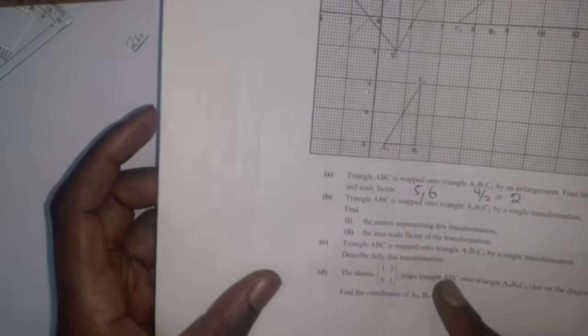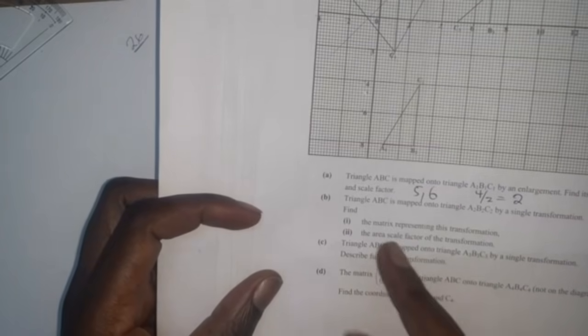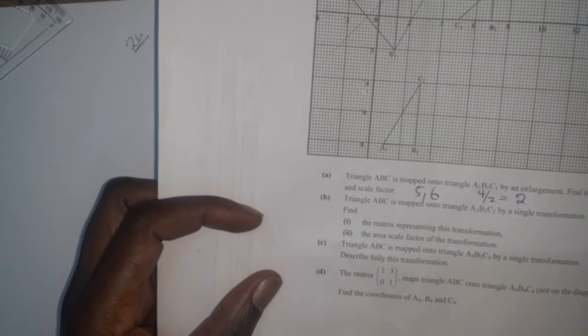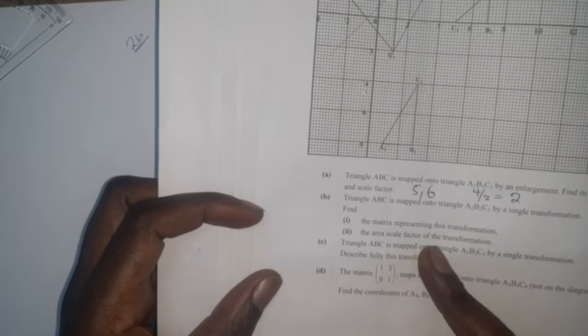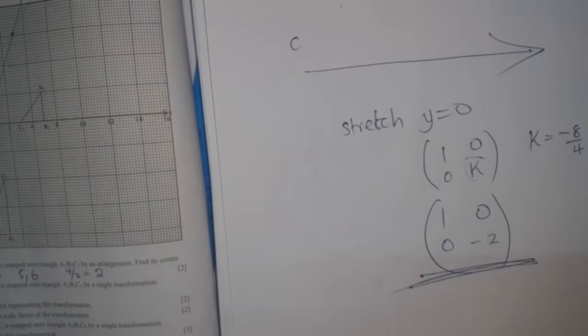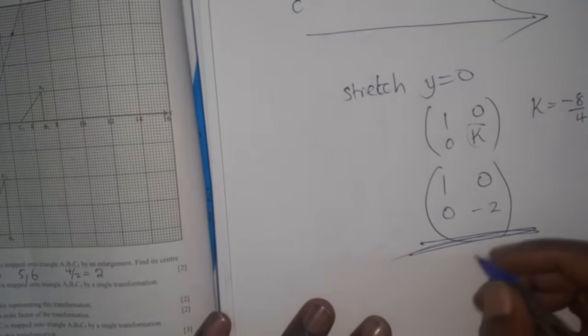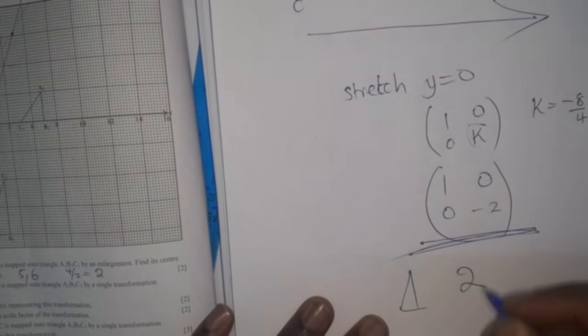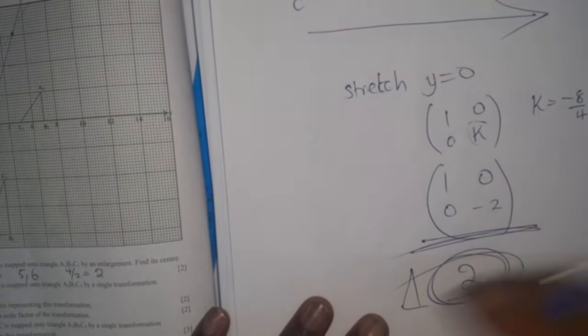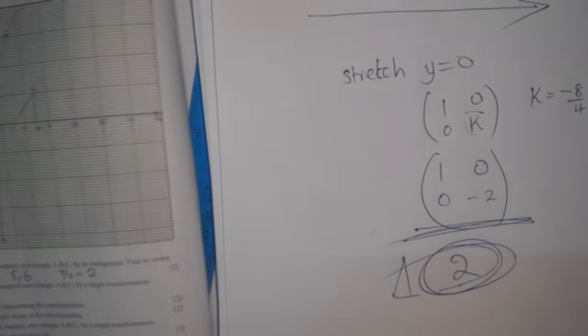Then we have another question here that is asking us to find the area scale factor of the transformation. The area scale factor is the same as the scale factor here, except that it will be positive. It will be a positive 2 instead of a negative. That is what will be our answer there.